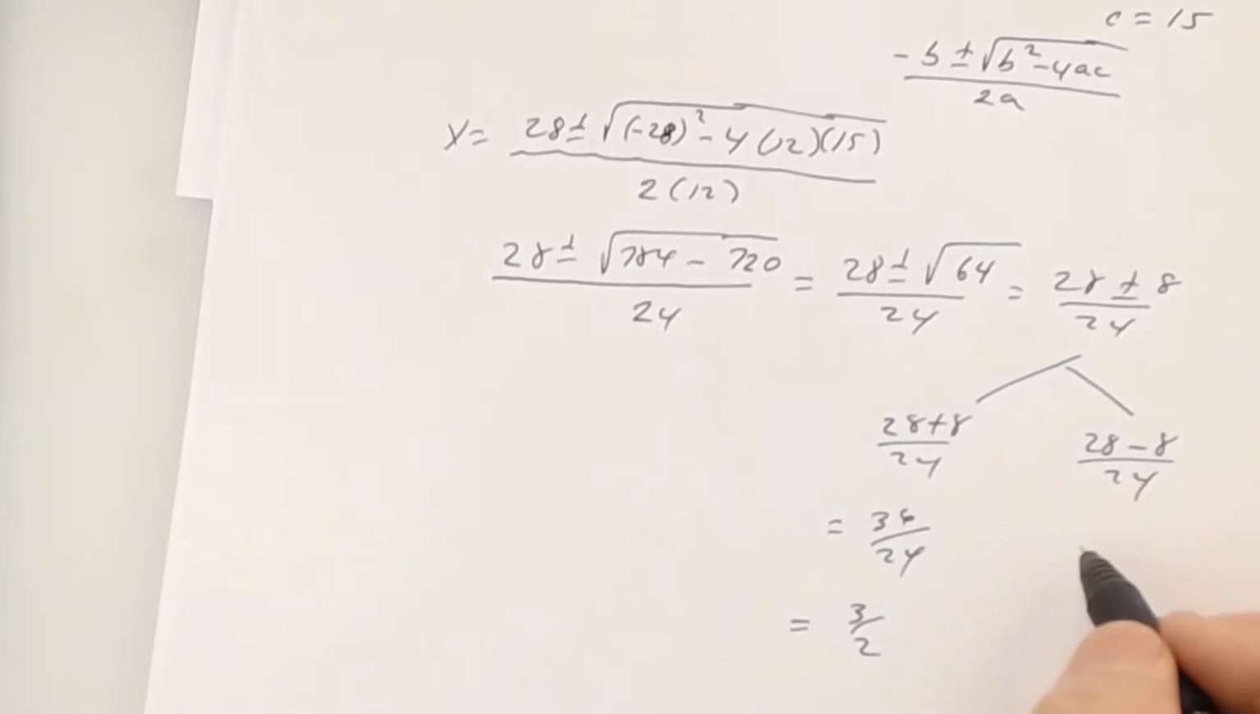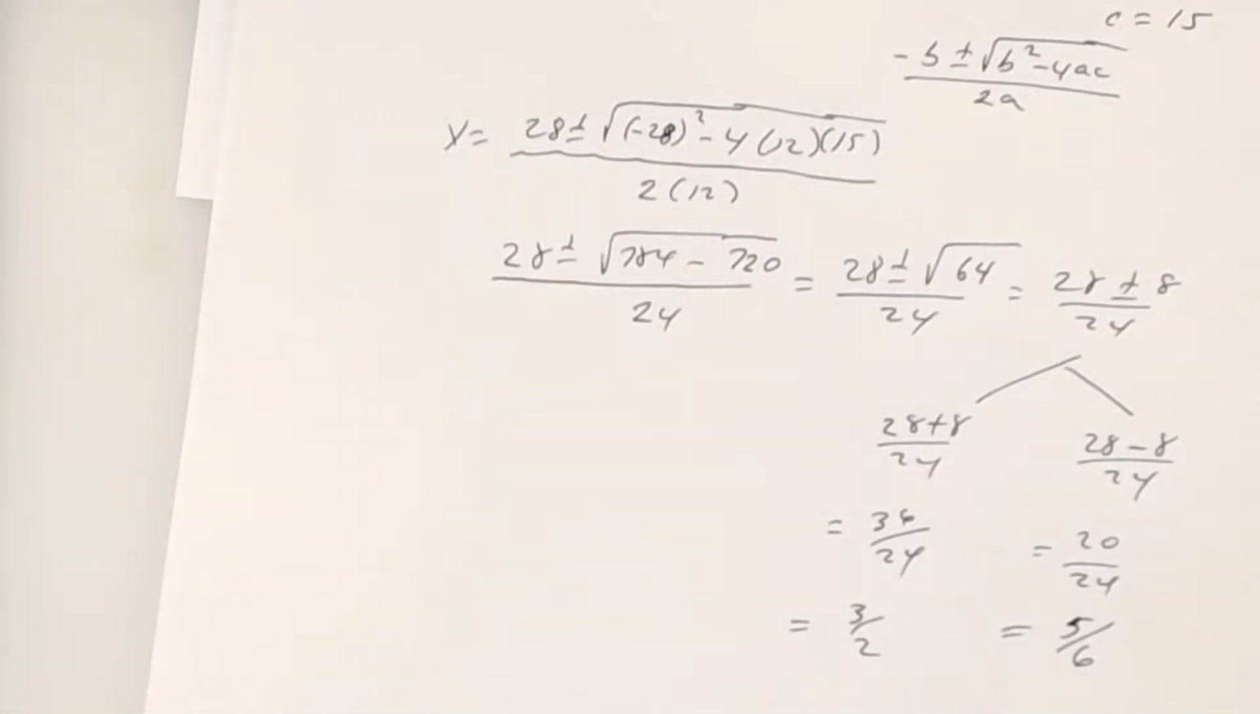Uh-huh. And over here, that's 20 over 24, which is... they're both divisible by 4. Yeah, 5 over 6. And was that the ones we got earlier? Those are the same solutions we got earlier.